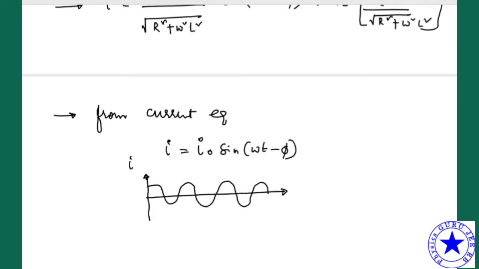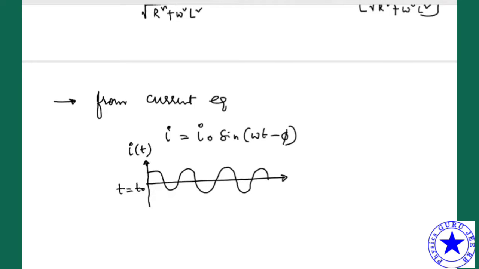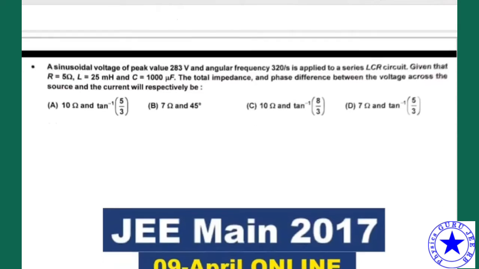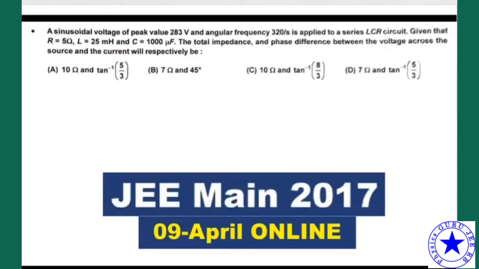Hope it is clear. I of t at t equals t naught, we can substitute and check it out; we will get the same option. Now, moving to the next question, which was given in JEE Mains 2017.